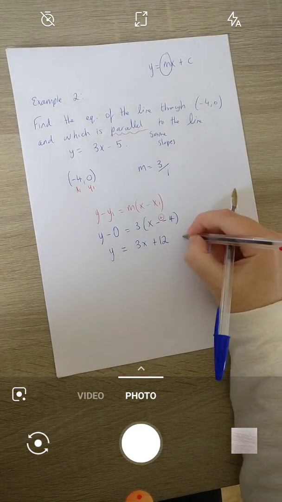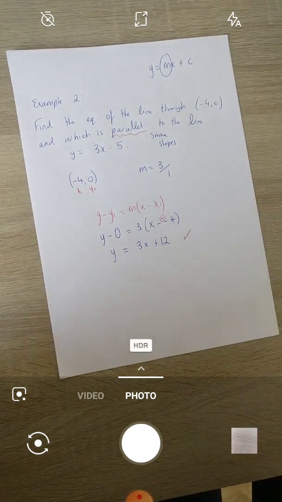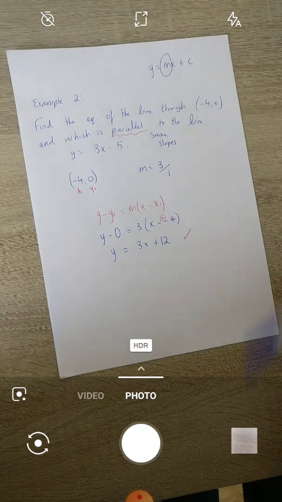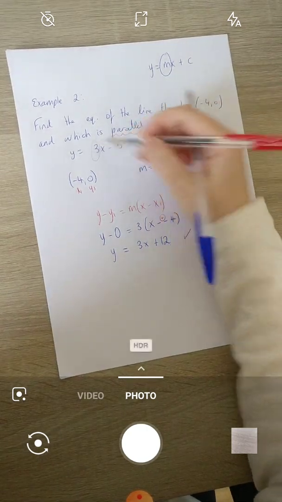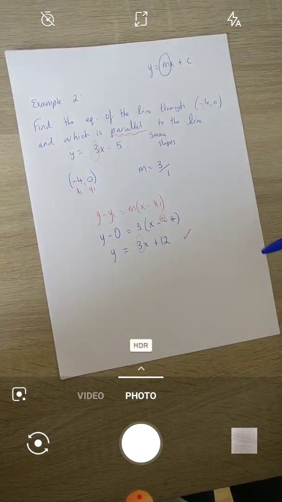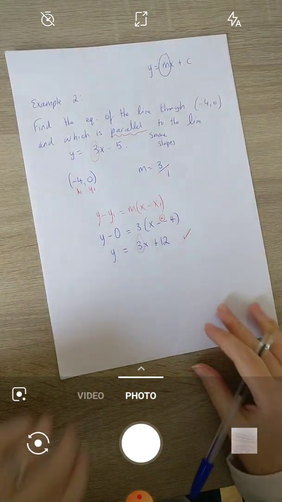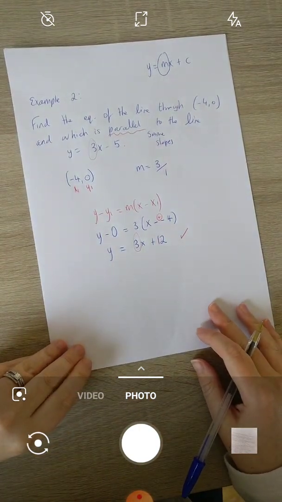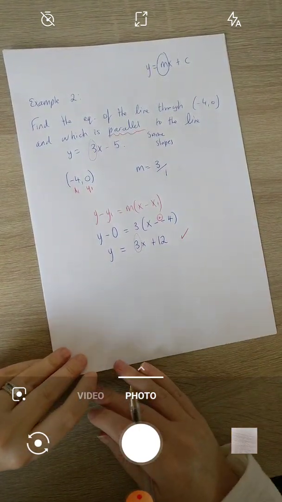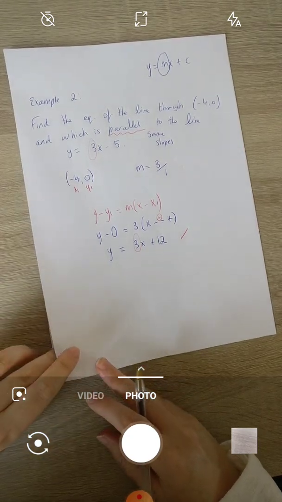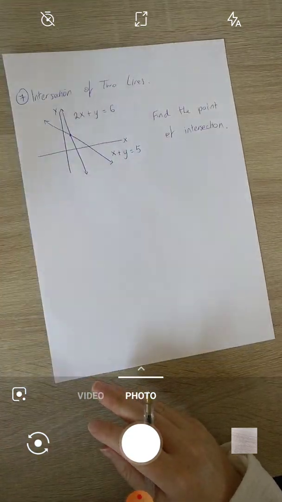And that's your final answer there, written in the form y equals mx plus c. And you can see they have the same slope, which is what they had said, that the lines were parallel. Okay, so they're the two different types of questions that often come up in terms of perpendicular and parallel lines. Comes up quite a bit actually.